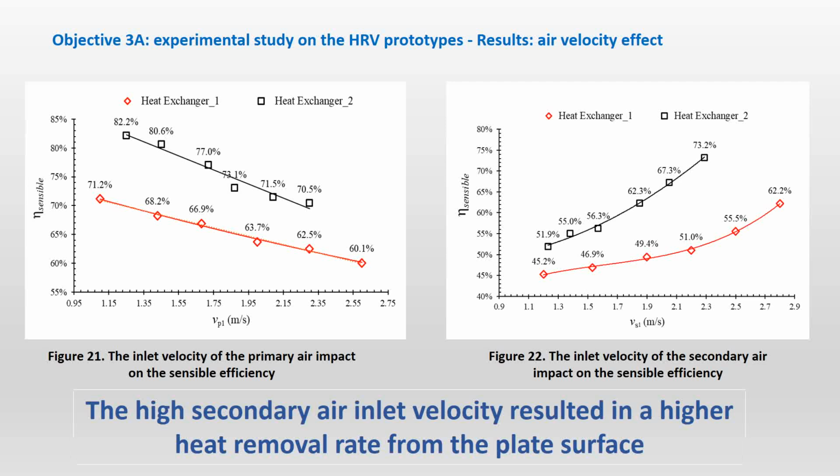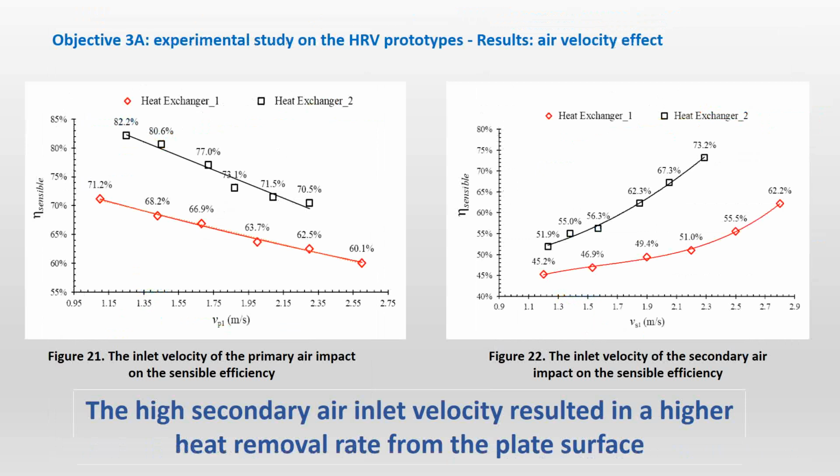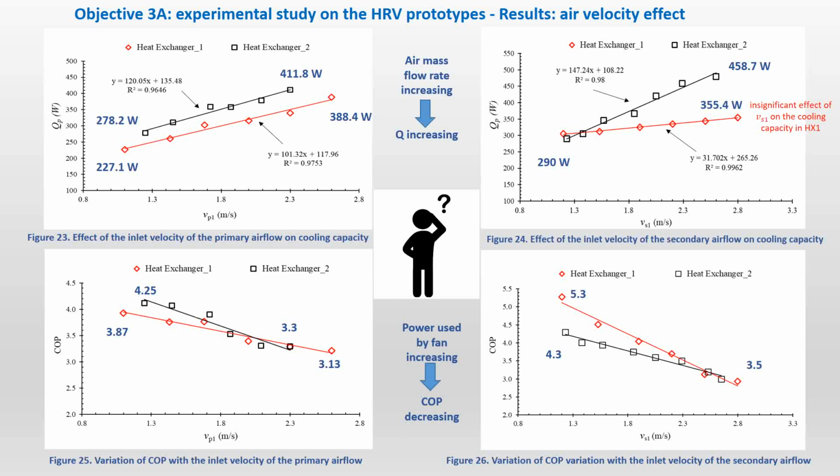So the other parameters are going to be the cooling capacity, and the cooling capacity when changing the velocity of the secondary air. Now we saw that the efficiency is dropping down, but the cooling capacity is increasing, but the COP is decreasing for both. This will make you wonder, simply because when I increase the velocity, I'm increasing the mass flow rate. That's why the heat transfer rate has increased. And because each time I'm increasing the velocity of the fan, more power is going to be used by the fan, and thus the COP value will decline.